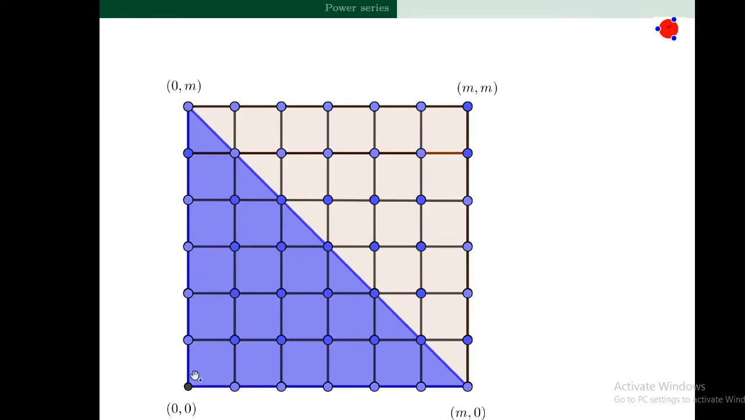Now consider the square [0,m] cross [0,m]. Now consider the straight line joining the points (0,m) and (m,0). That is this straight line. This straight line divides this square into two parts, and the equation of this line is x plus y is equal to m. So x plus y is less than or equal to m represents this region, the lower part, and x plus y greater than or equal to m is this part.